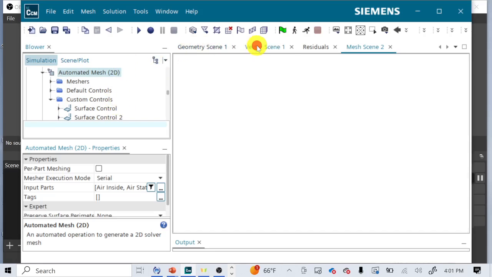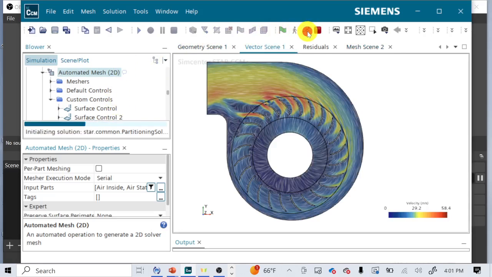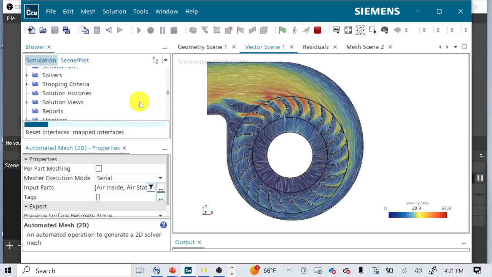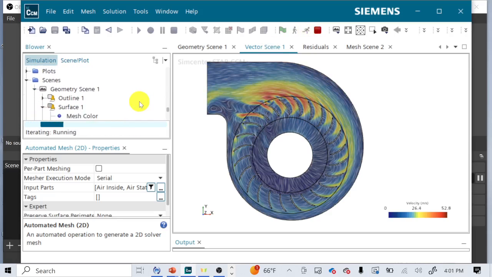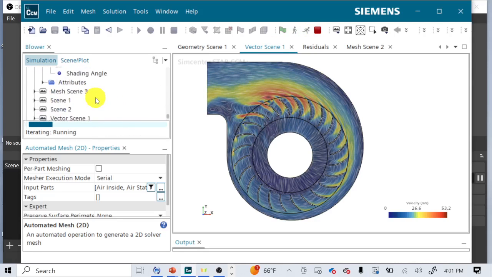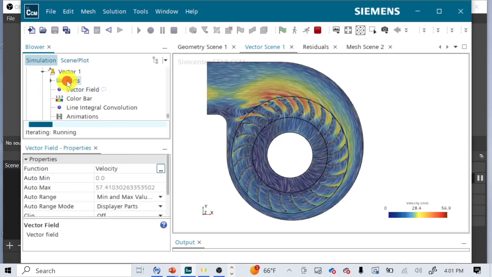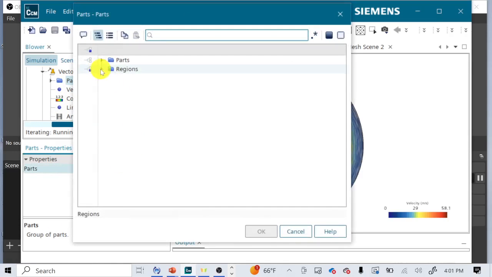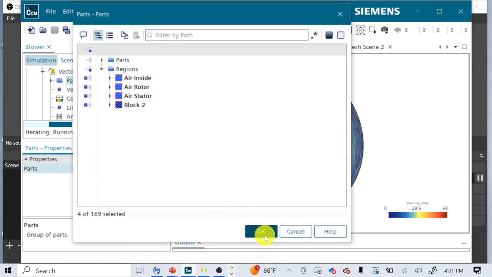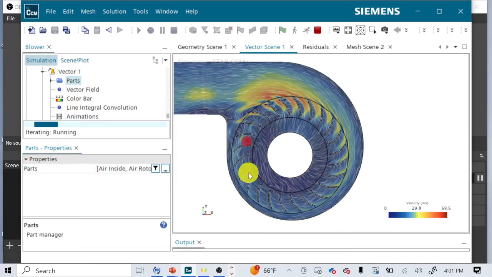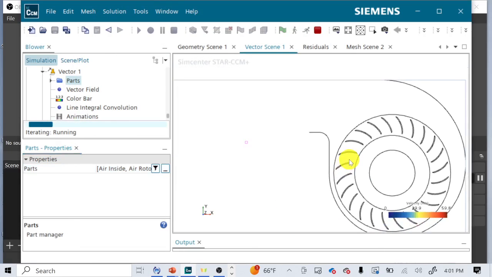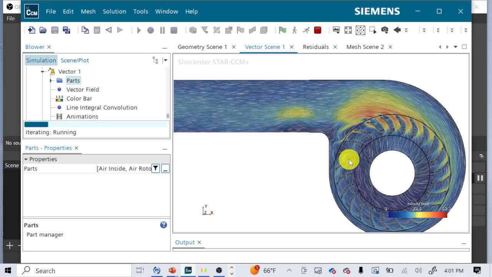Now, if we look at that vector scene, let me tell this to run for a little bit and add our outlet to this vector scene here, so we can actually see what the flow looks like through this tube area that we added. So let's add that block. And it's figuring out what's going on, but it's more or less just moving down the tube. Nothing fancy, right?